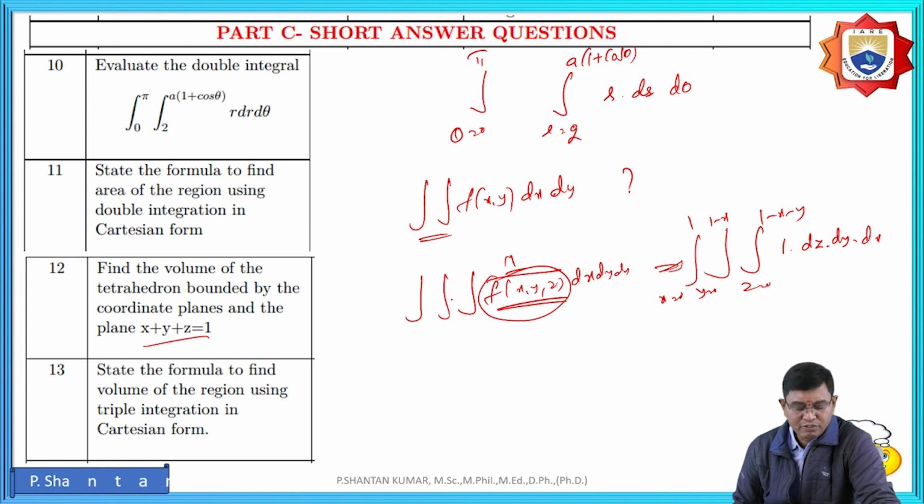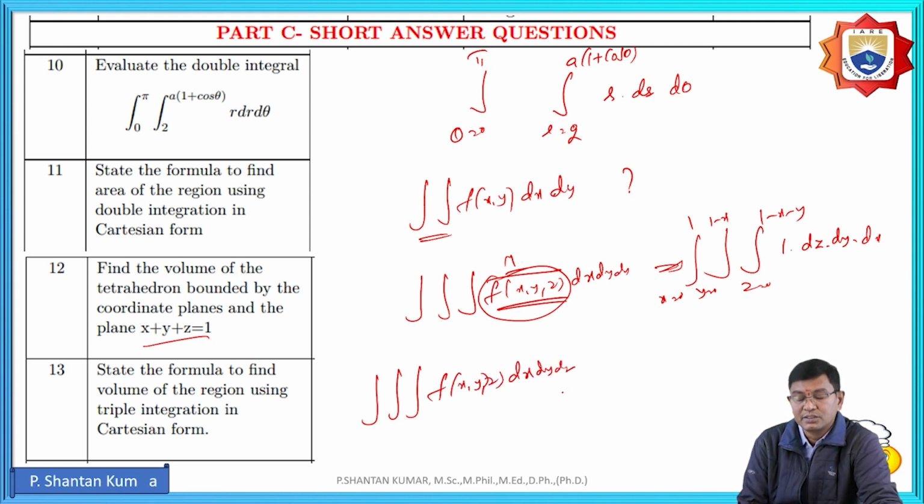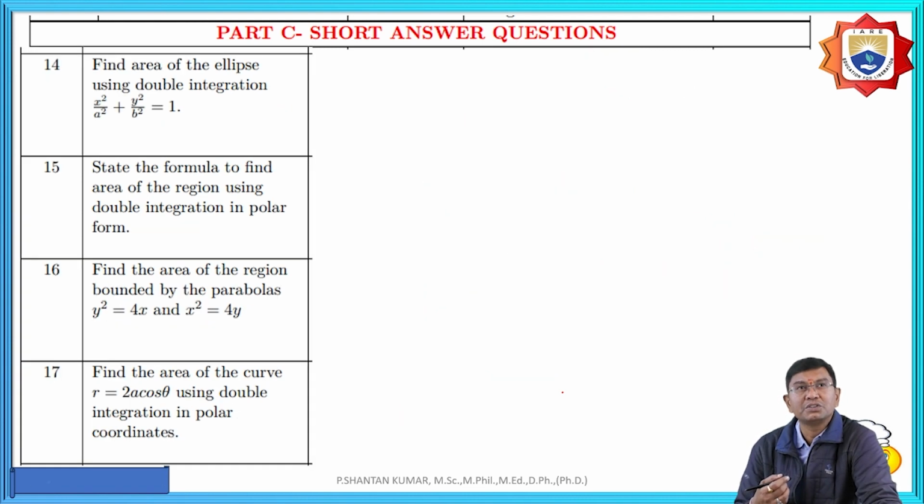State the formula to find the value in Cartesian coordinates, that is nothing but the same, f of x comma y comma z into dx and dy and also dz. Whatever the given function in the triple integration problem, we need to find the solutions.